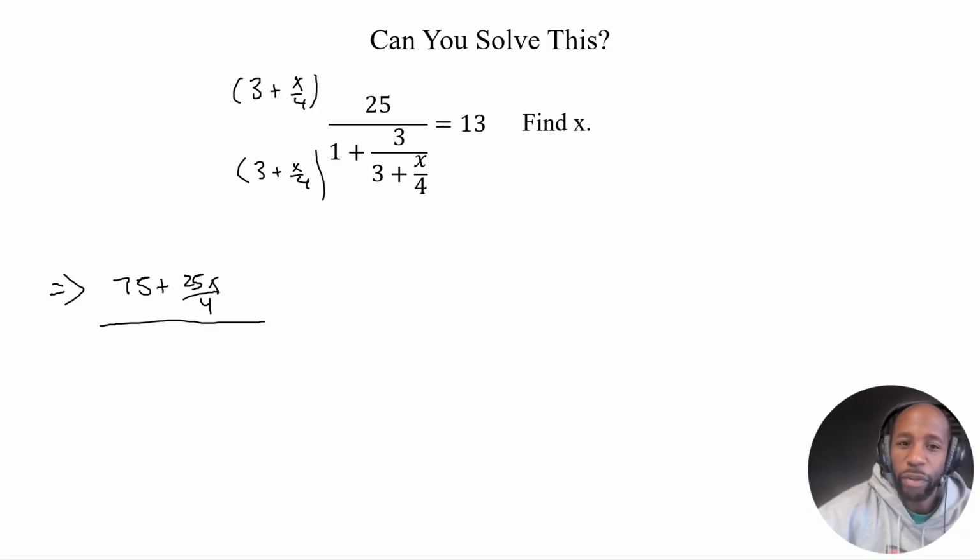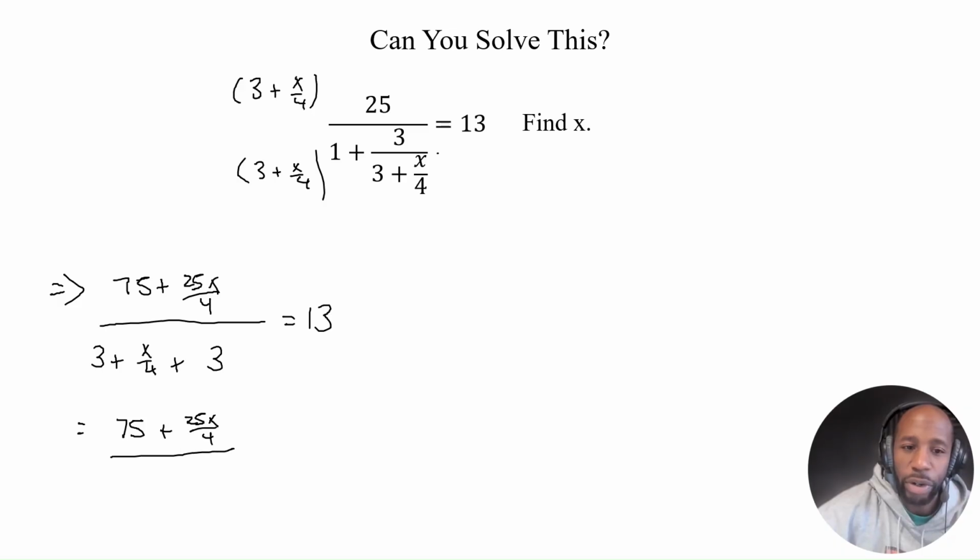Then on the bottom, you have 1 times 3 plus x over 4. So it's going to be 3 plus x over 4 plus, and then 3 plus x over 4 times this fraction here is just going to be 3, equals 13. Okay, so let's clean it up. So that's just 75 plus 25x over 4 over 6 plus x over 4 equals 13.